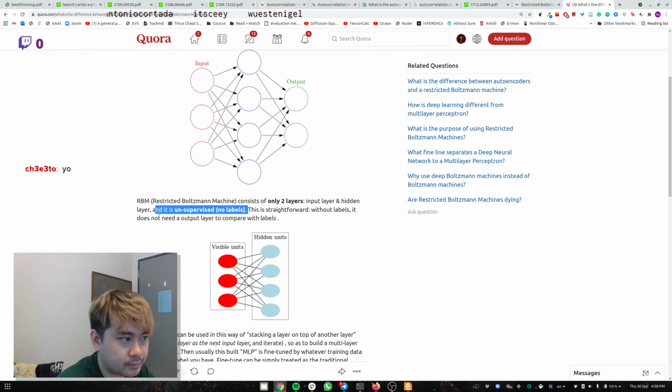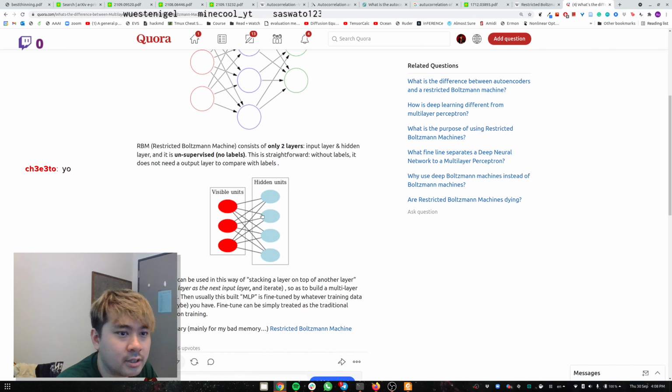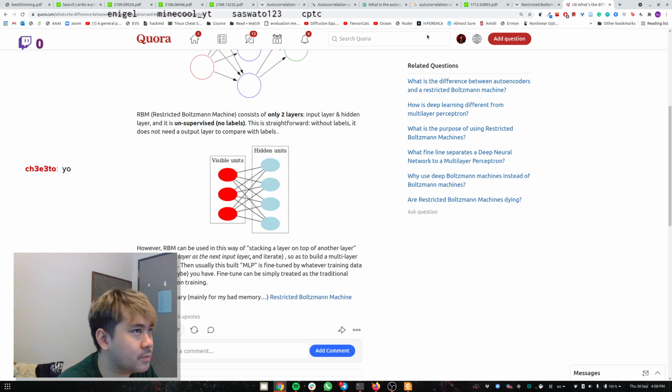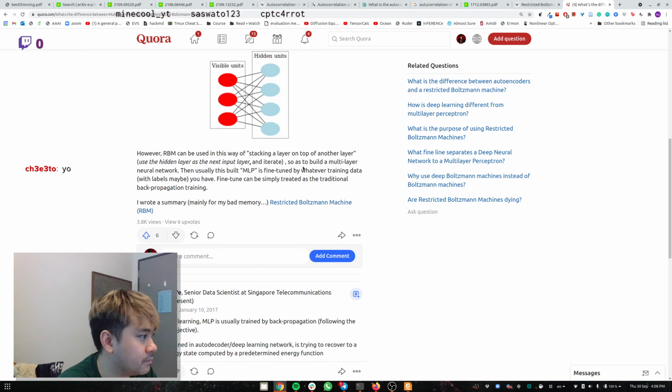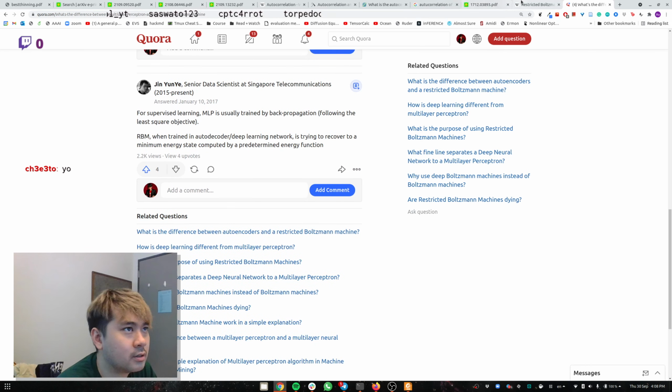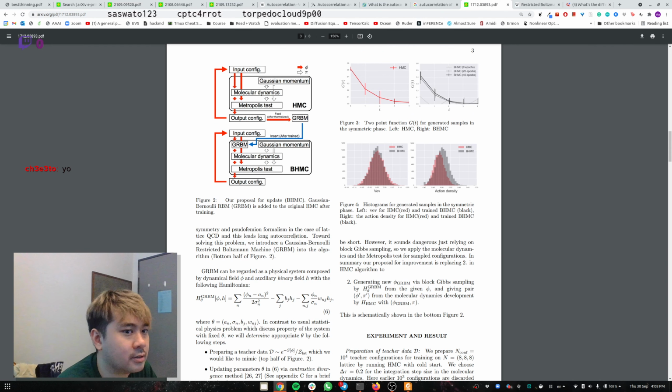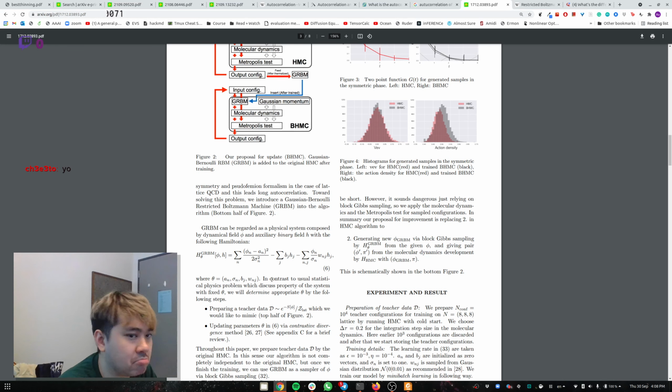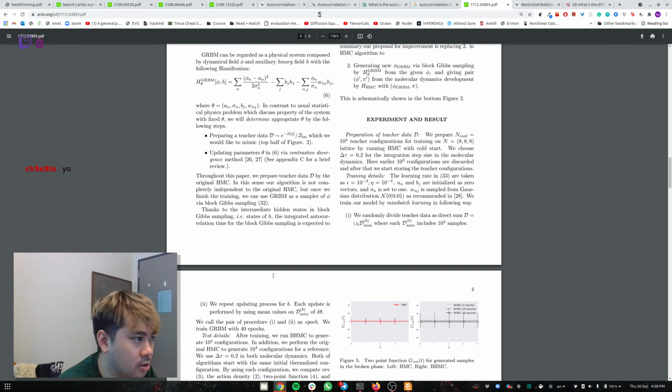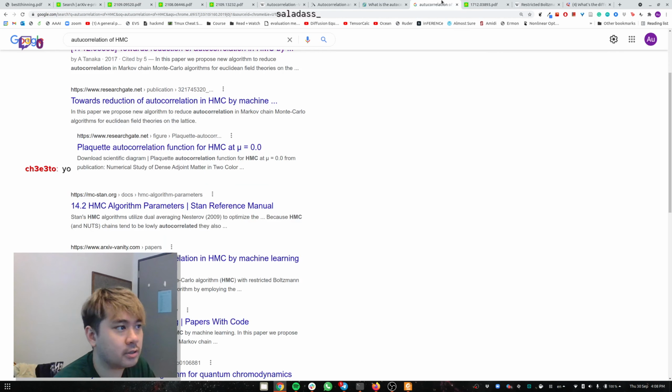Hey, I apologize if I can't talk too much today. I try to focus here. But yeah, I'm reading a little bit on restricted Boltzmann machine. Not that it's relevant. It comes from this paper here. It's Gaussian Bernoulli restricted Boltzmann machine. Cool. In any case, I don't need this really.